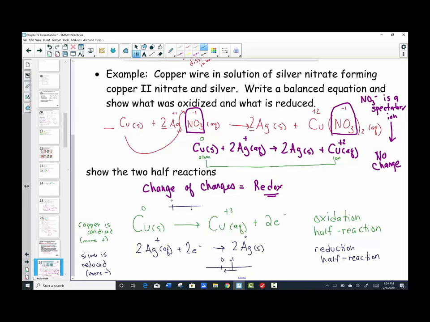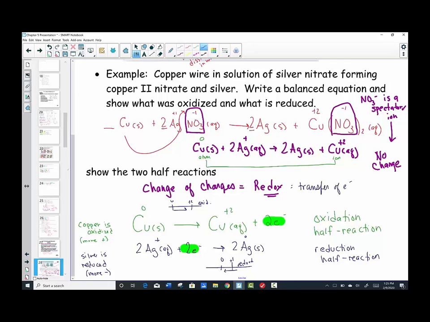Copper here on a number line started at 0 and went to a +2. That's becoming more positive. Oxidation becomes more positive. Reduction becomes more negative. And to be a balanced redox equation, the number of electrons lost has to equal the number of electrons gained. So we wrote out all kinds of great information here that showed the 2 half reactions where copper and silver changed charges. The changing of charge means it's a transfer of electrons, and that's exactly what a redox is.